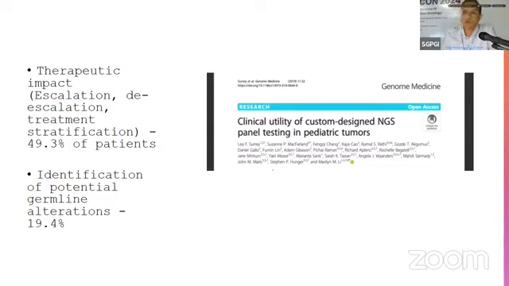Also, we identify certain markers which are seen in germline alterations also. If these are seen, then these patients were investigated and family screening was also done to look for whether other parents, other kids or other family members were also affected by this tumor. So it had a significant impact in those pediatric solid tumor patients wherever next generation sequencing was used.